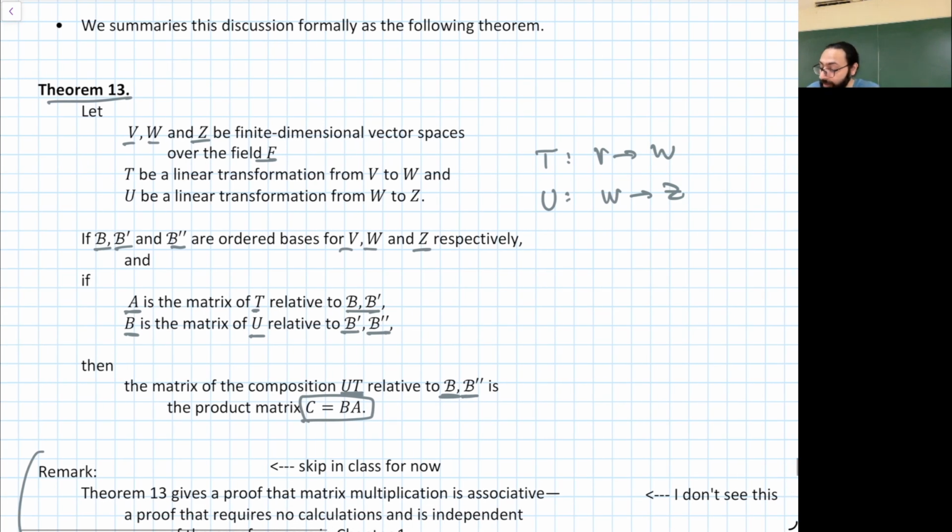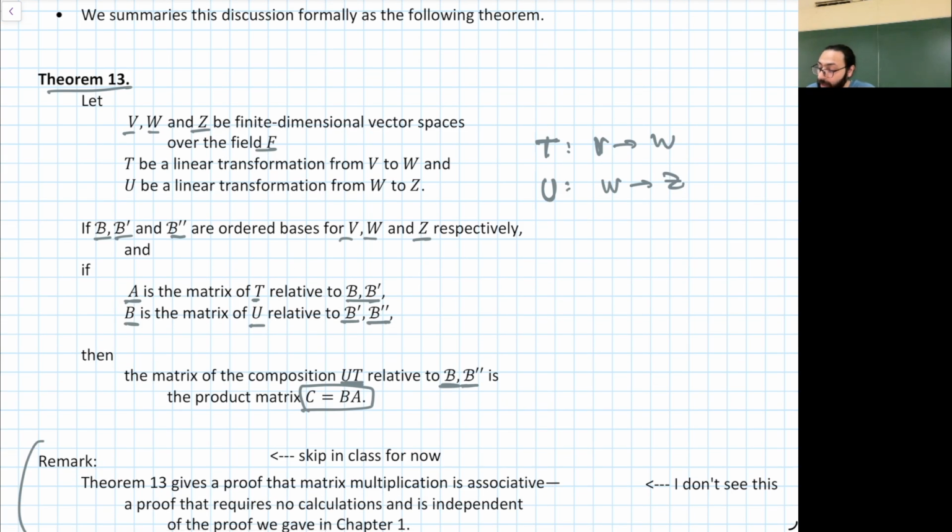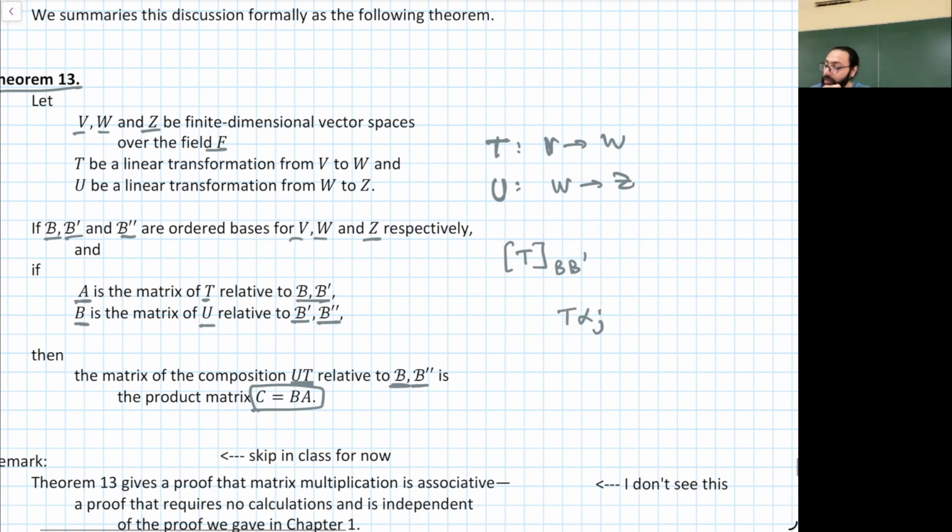So the statement is as follows. Suppose you have a linear operator T going from V to W, and a linear operator U going from W to Z. You remember the definition, I hope: given a linear operator T, we defined what it means to have the matrix corresponding to T relative to some bases B and B prime. This is fine, right? Because you have T alpha J and you write it as the sum of A I J alpha prime I, and this thing is the matrix. That is what this notation means. Is that clear?